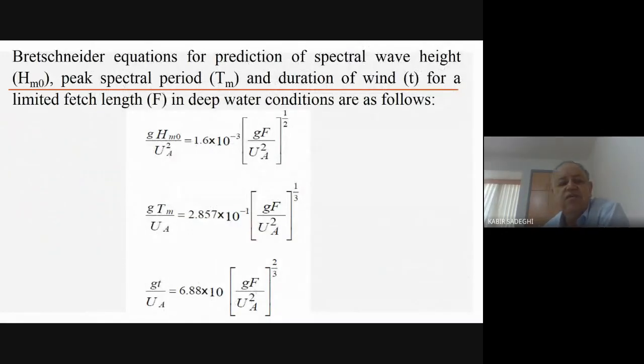In the next slide, we see the formula of Bretschneider for another condition. Bretschneider formula for prediction of the spectral wave height, which is shown by Hm0, the peak spectral period, which is Tm, and the duration of wind, which is t, for a limited fetch length in deep water condition. Therefore, the first one was for shallow water and then limited water, but this is for deep water first. This is for deep water condition.